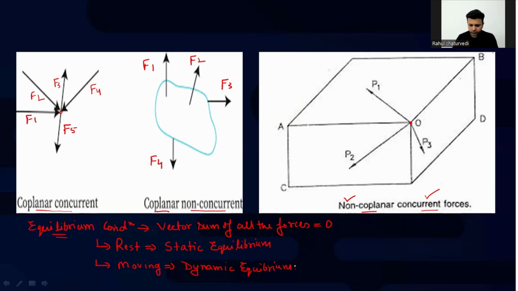Right? So for concurrent forces, you have to check this condition, the equilibrium condition, that whether the vector sum of all the forces is equal to 0 or not, right?